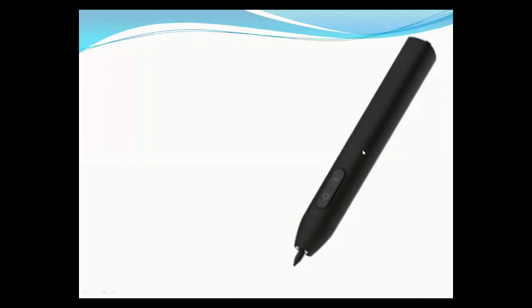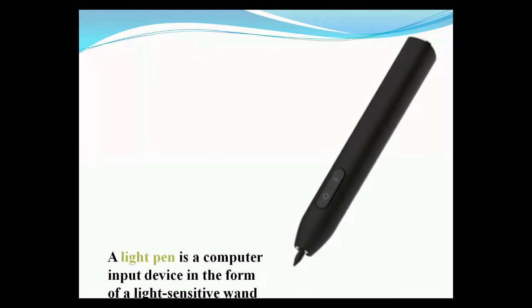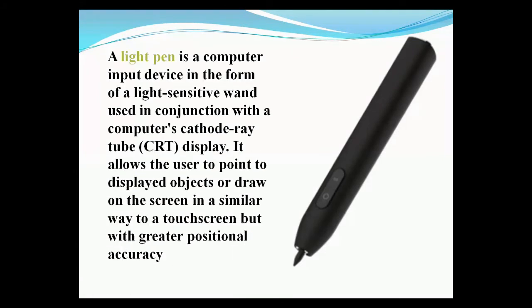Is there anyone who can tell what this is? Yes, students, good. Light pen. So it is a light pen. A light pen is a computer input device in the form of a light sensitive wand used in conjunction with a computer cathode ray tube, also known as a CRT display. It allows the user to point to displayed objects or draw on the screen in a similar way to a touch screen, but with greater positional accuracy.